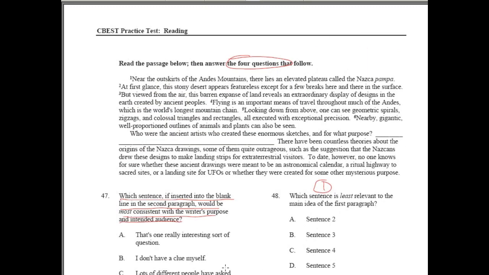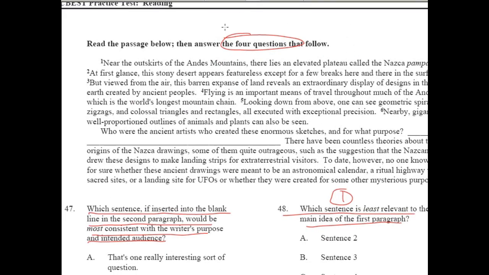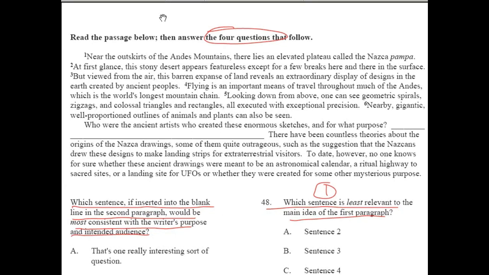Okay, let's start reading. And I think let's go after the question 48. Which sentence doesn't fit within the context? Okay, so let me bump that up just a bit and we'll get started right on that. All right, here we go. It says, near the outskirts of the Andes Mountains, there lies an elevated plateau called the Nazca Pampa. At first glance, the stony desert appears featureless, except for a few breaks here and there in the surface. So far, so good. But viewed from the air, this barren expanse of land reveals an extraordinary display of designs in the earth created by ancient peoples.